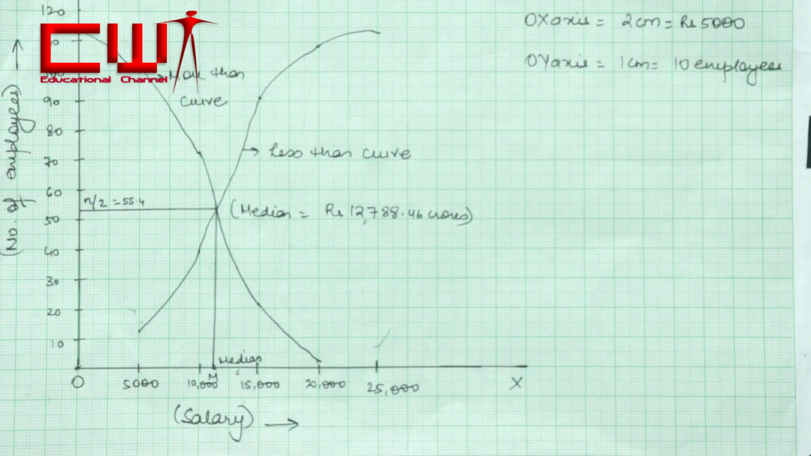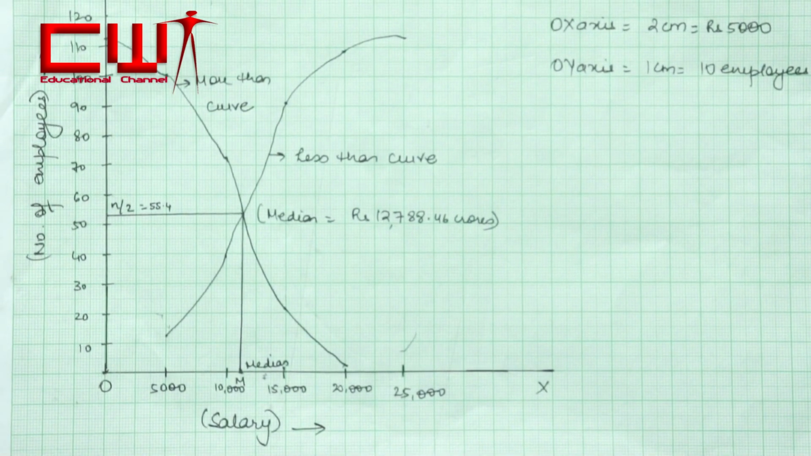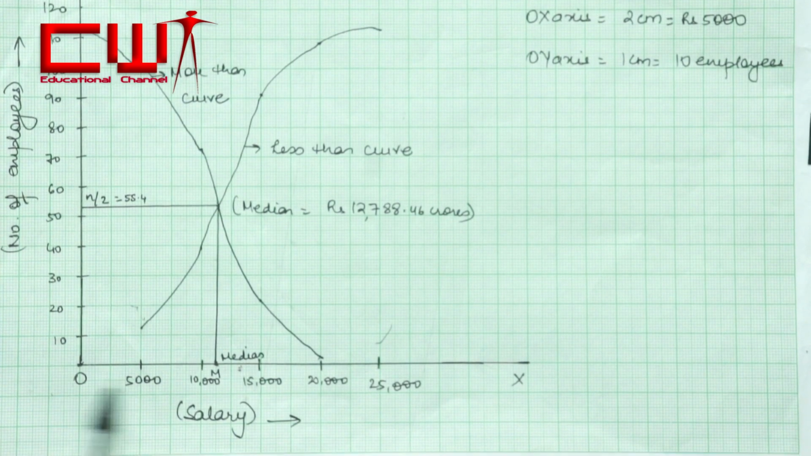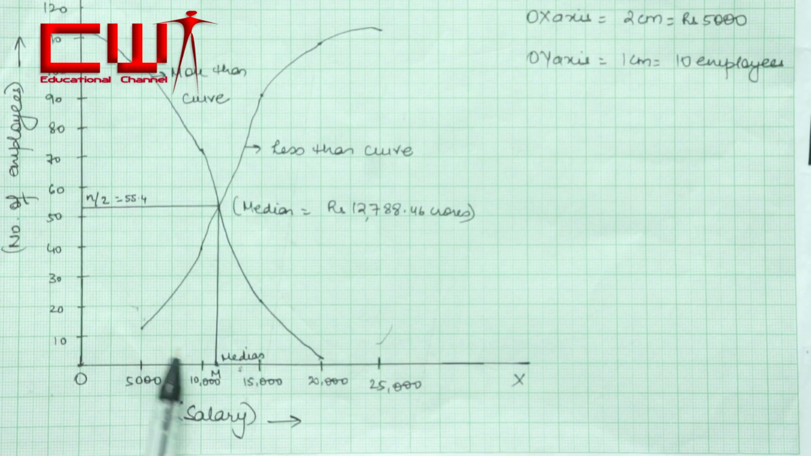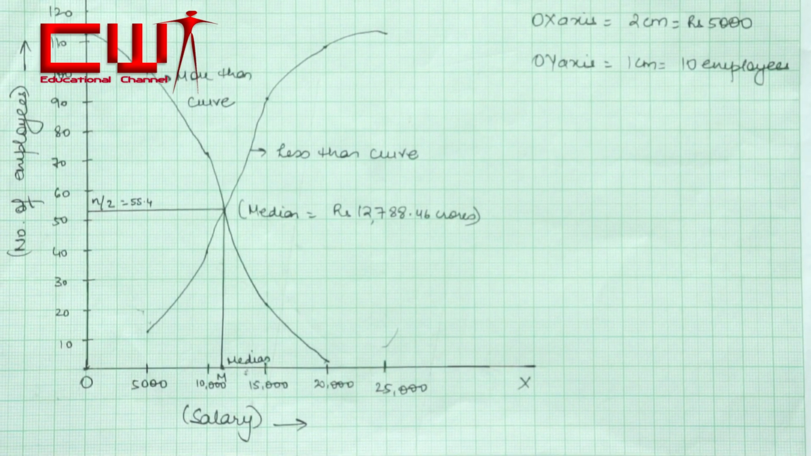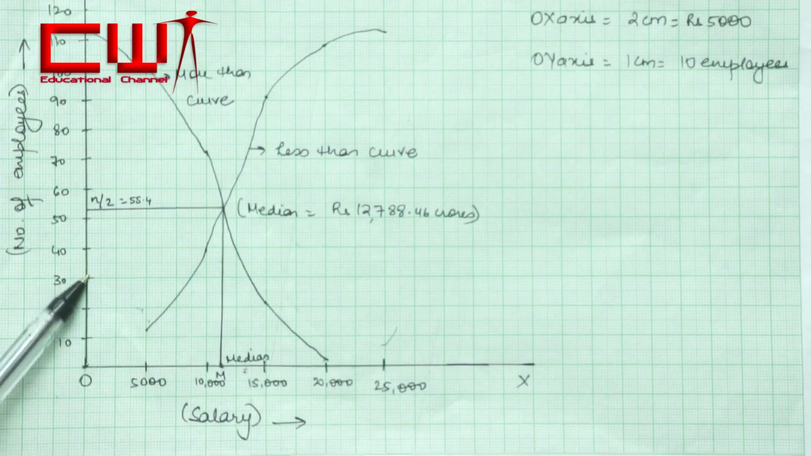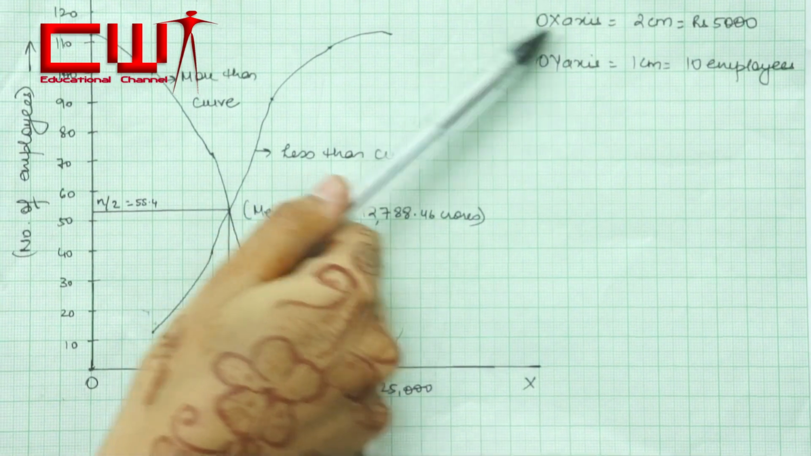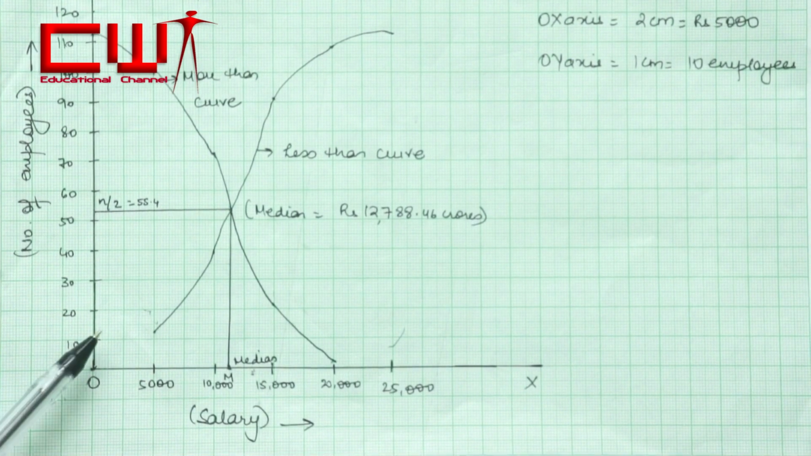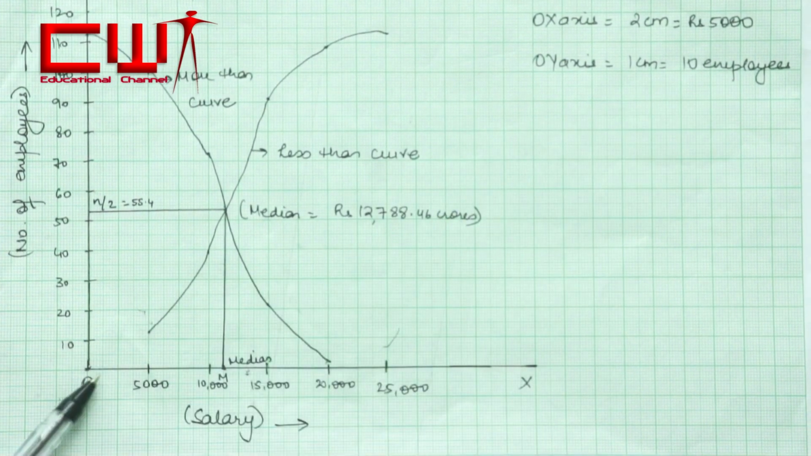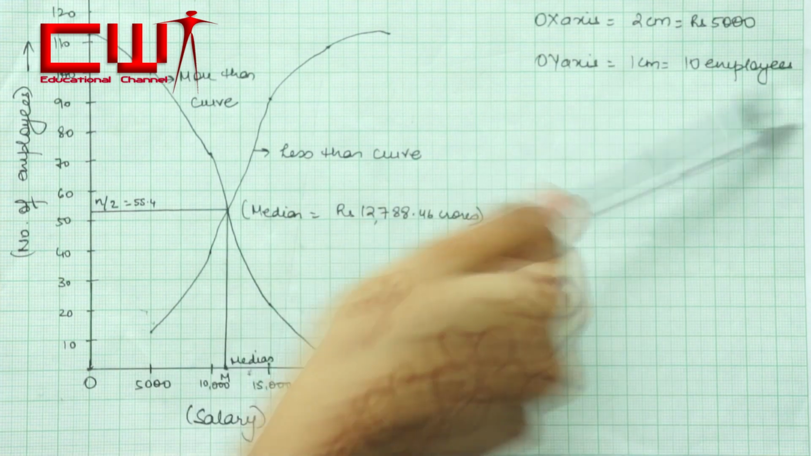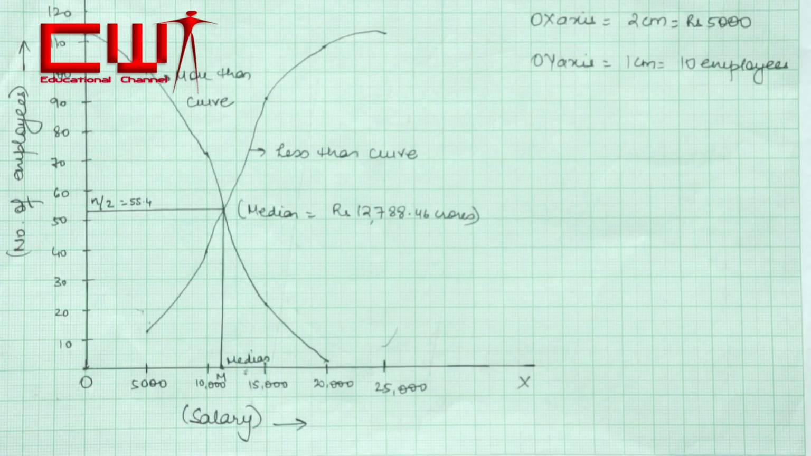Now first you will draw the less than frequency curve. What will you plot? 5,000, 10,000, 15, 20, 25. All the differences are equal: 0 to 5, 5 to 10, 10 to 15, 20, 25. The difference is 5,000. On the other axis, 0 to 10, 20, 30. The difference is 10. On the OX axis, I have taken 2 blocks, so 2 centimeters, for 5,000. On the OY axis, I am calculating 10 employees per step: 0 to 10, 10 to 20. So I have taken the difference of 10 employees.